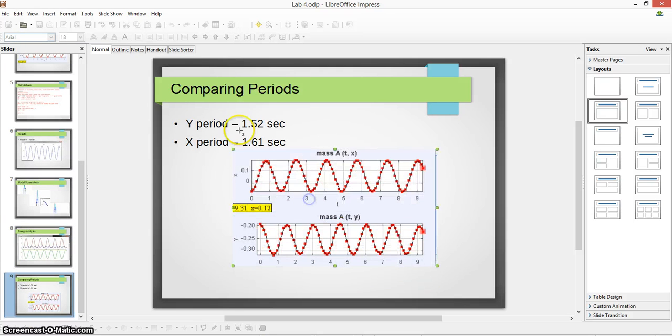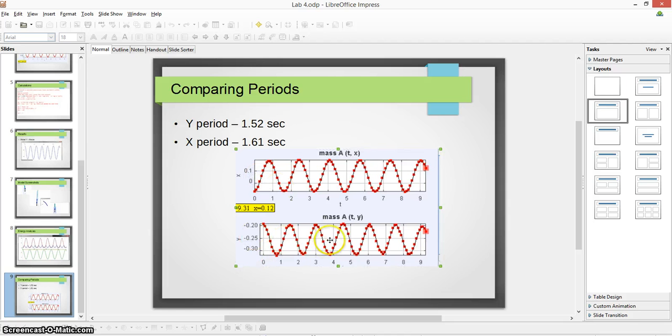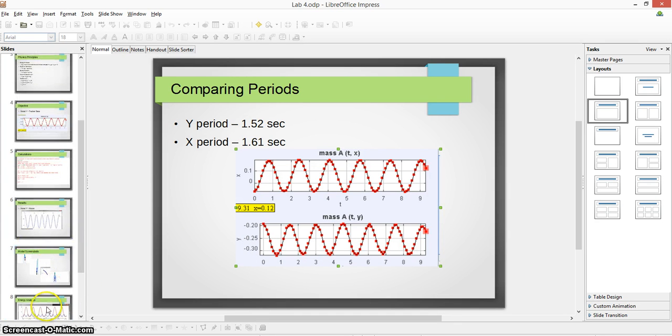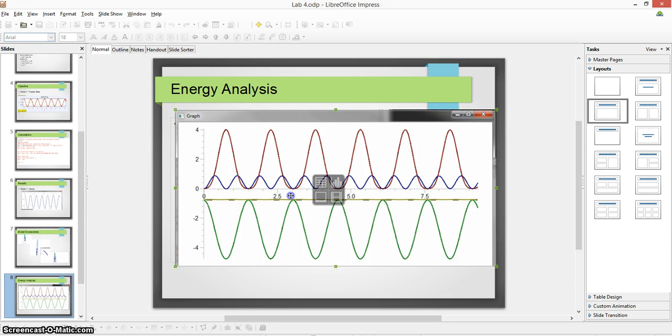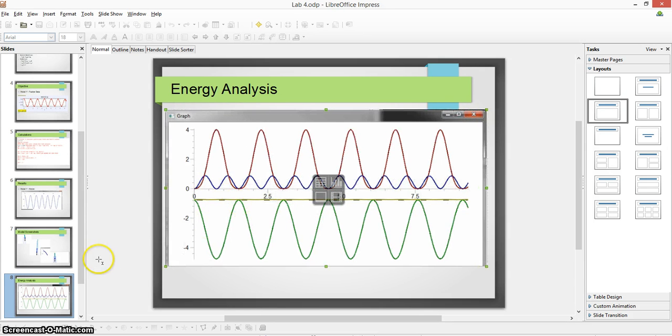Now to compare the periods, we have the Y period, which was equal to 1.52 seconds, and the X period, which was calculated to be 1.61 seconds. As you can see, the X period is longer than the Y period down here. This is because the bouncing motion, the up and down motion rather, was occurring more frequently than the left and right motion. Overall, the energy principle was important, and this system did utilize it.